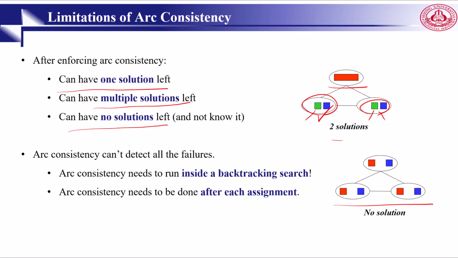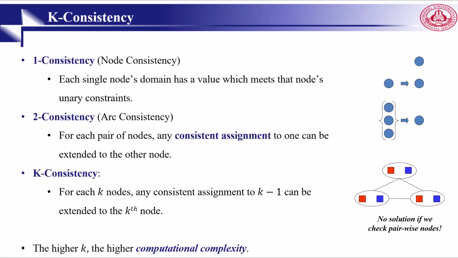In this figure here, if we consider the arcs one by one, all are consistent. However, the problem has no solution, because if we assign red to here, right, we need to assign blue to these two. No solution, right? If we assign blue to here, we need to go for red to these two, and there's no solution here. To solve this problem, we need to run arc consistency inside a backtracking search. And also, we need to run it after each assignment, as well as somehow improve the arc consistency. We are learning how to improve the arc consistency by increasing the degree of consistency.